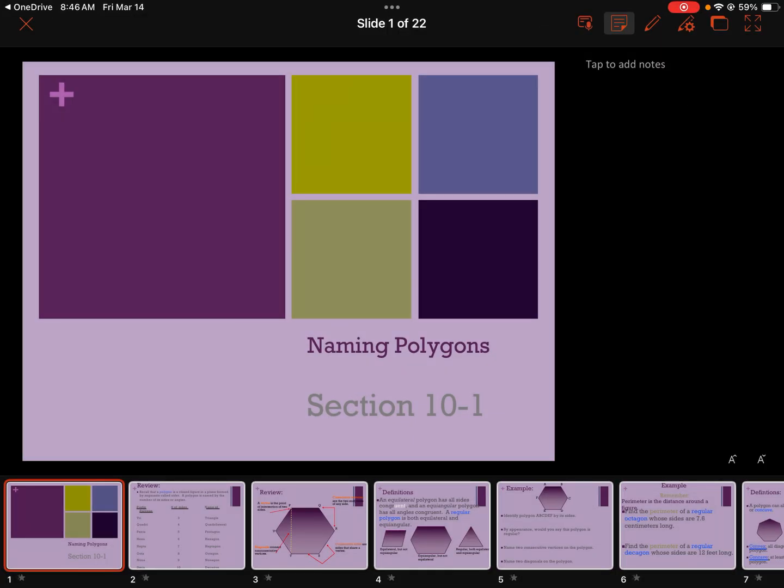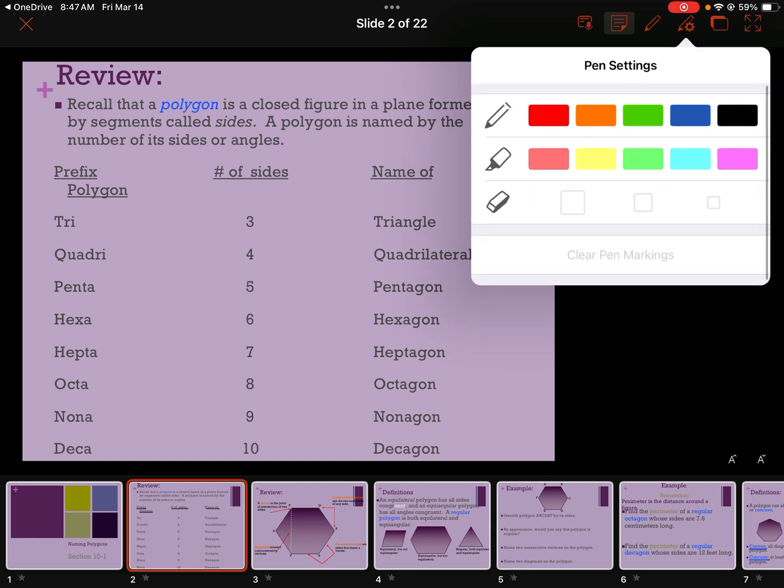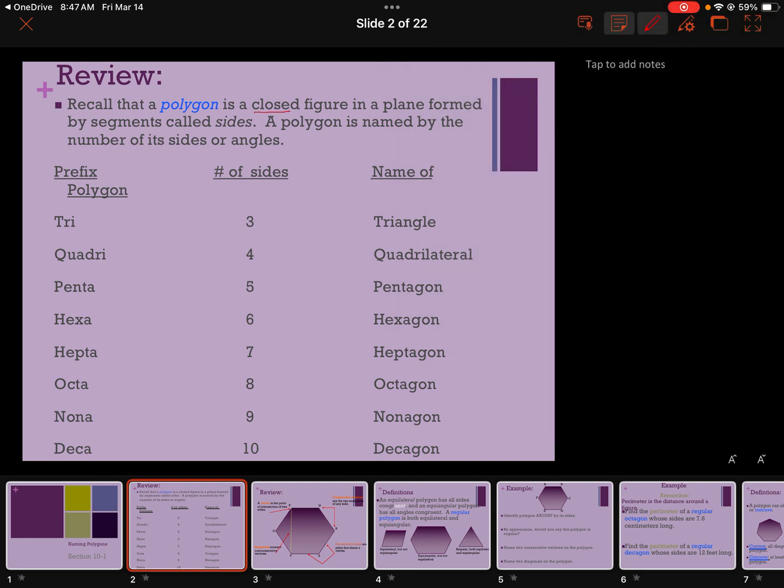This is section 10.1. We're going to name polygons. Let's review what a polygon is. Recall that a polygon is a closed figure in a plane formed by segments called sides. A polygon is named by the number of its sides or angles. Let's examine that a little bit closer.